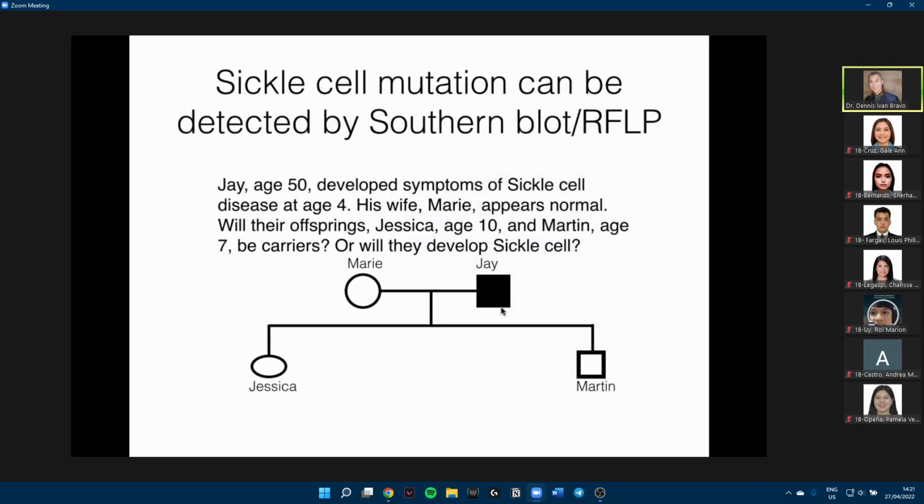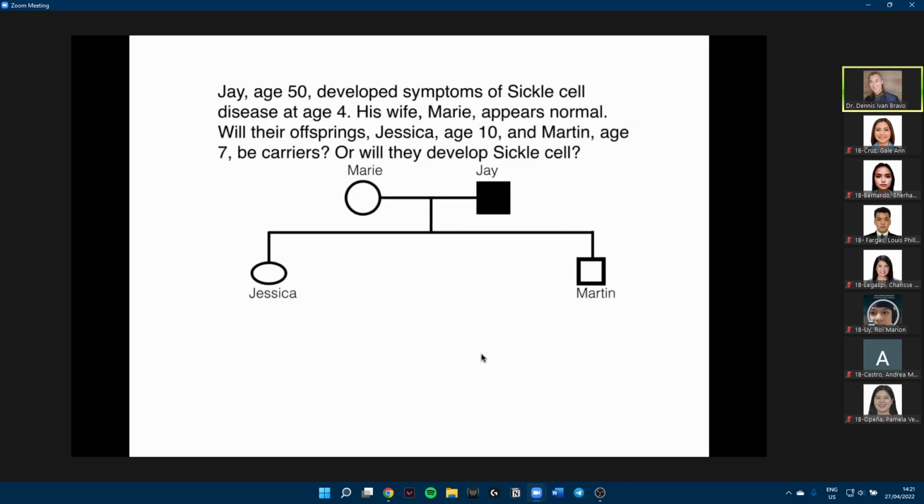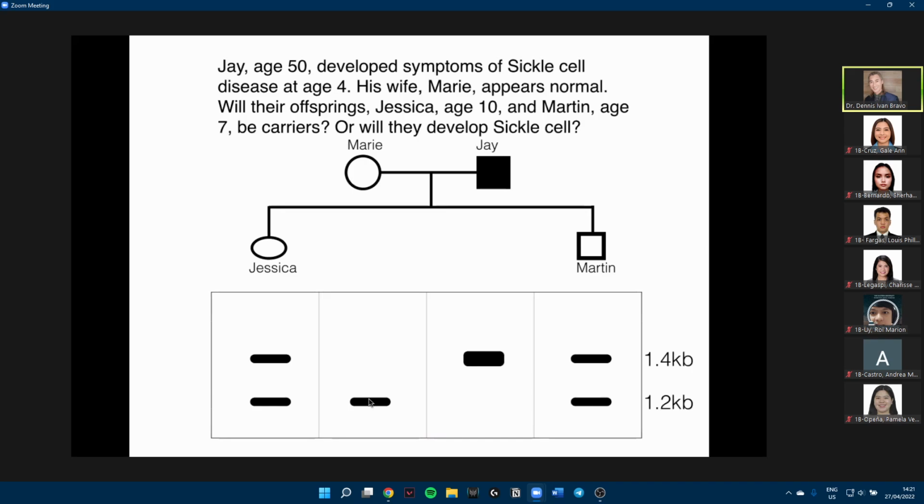Okay, so let's have a hypothetical case. So Jay here is 50 years old. He has had sickle cell disease even at a very young age. The wife is normal. And what about the children? So you ordered that everyone undergo Southern blot, and this is the result.